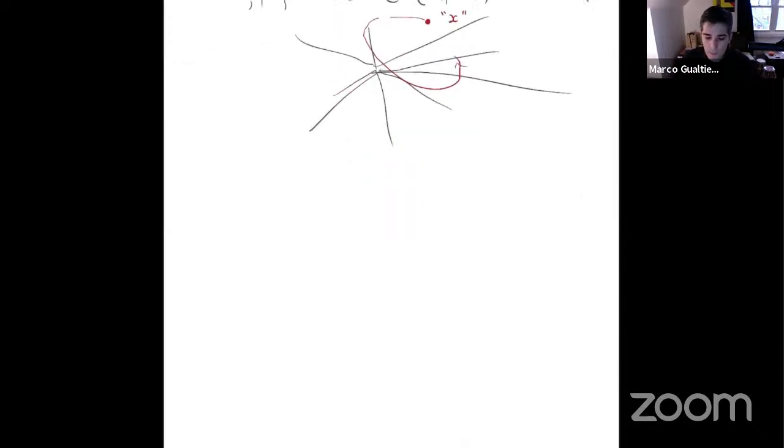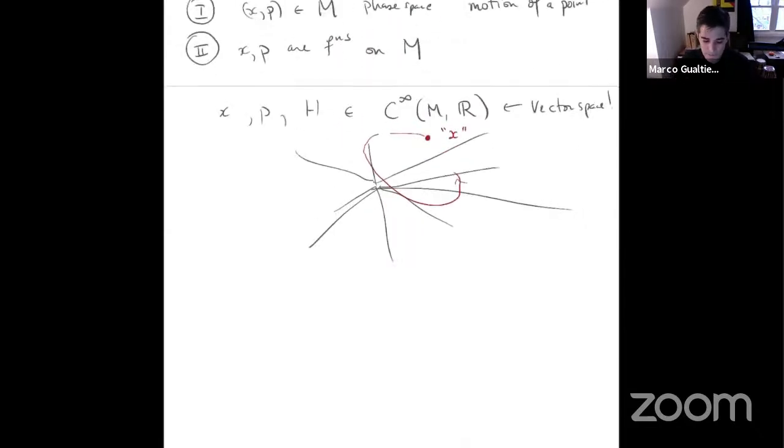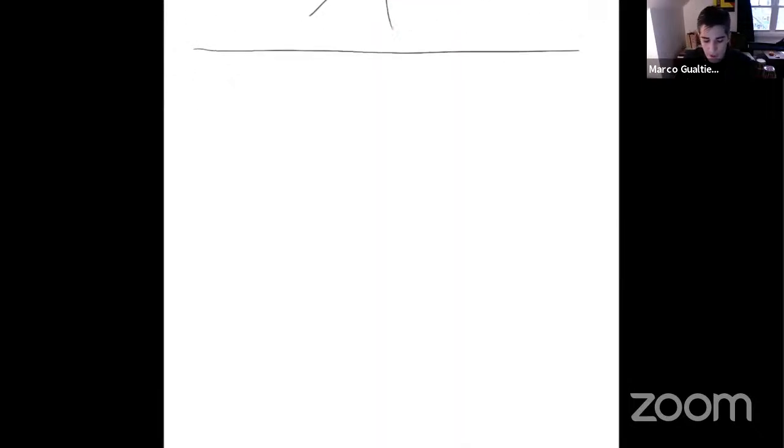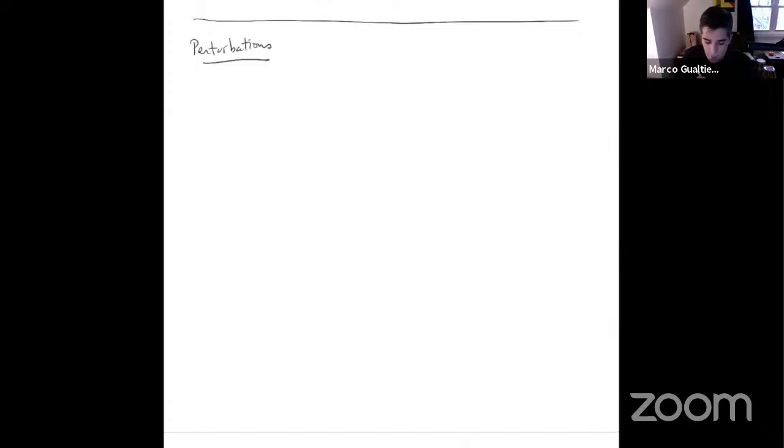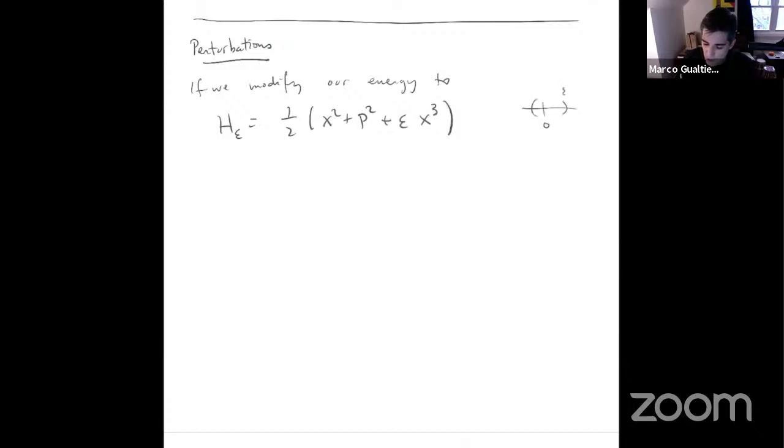Okay, now I want to bring up another point about perturbations. And this is related to the assignment. So if we modify our energy to h epsilon, I think this is the same one that I put into the assignment, x squared plus p squared plus epsilon x cubed, where epsilon is some small positive number.